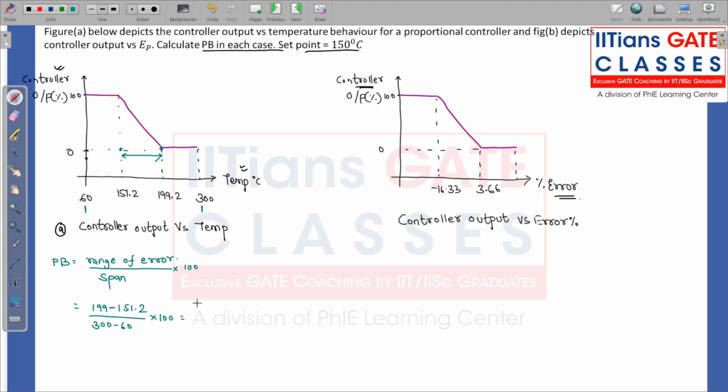So this is 199.2, so over here we have 48 divided by 240 into 100. If I divide it by 24, so 24 to 10, this comes out to be 20%. So proportional band comes out to be 20% using figure A.